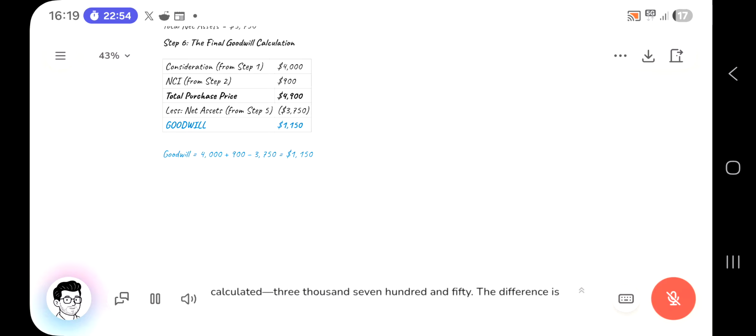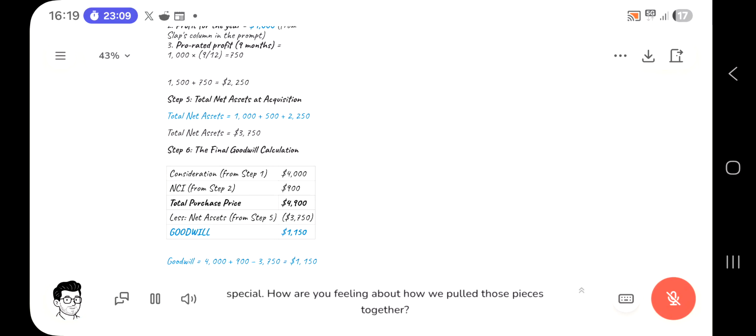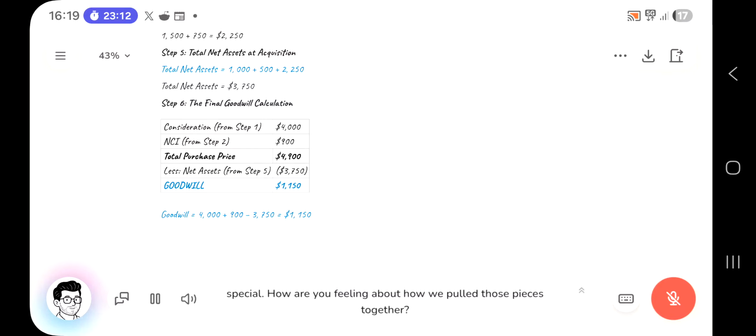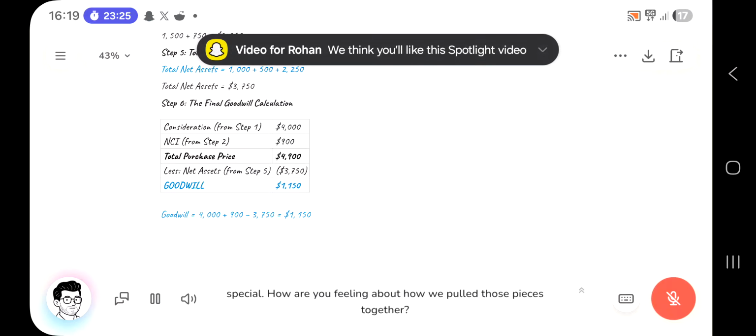4,900. Now, we subtract the actual value of the assets we just calculated, 3,750. The difference is 1,150. That is your goodwill. It's the premium Pat paid for Slap's reputation, brand, or whatever else makes it special. How are you feeling about how we pulled those pieces together?